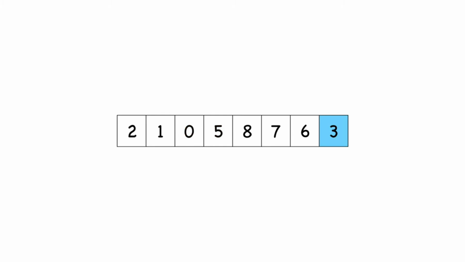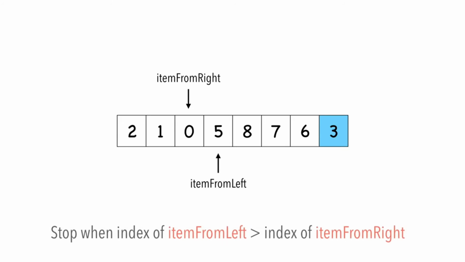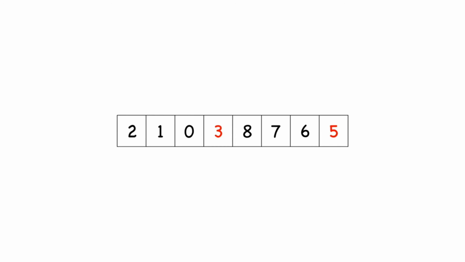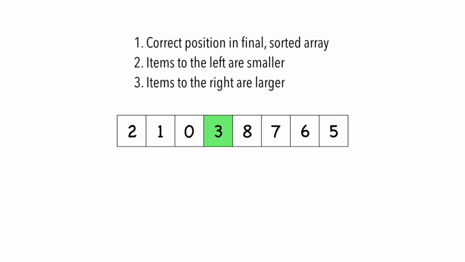One more time. This time we see that item from left has a greater index than item from right, so we know we're done. We swap item from left with our pivot. Three, our pivot, is now in its correct spot. To prove it, let's review our 3 conditions. As you can see, all items to the left are smaller, and all items to the right are larger.